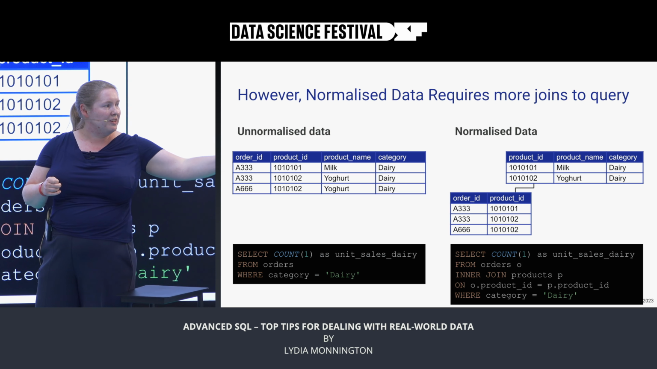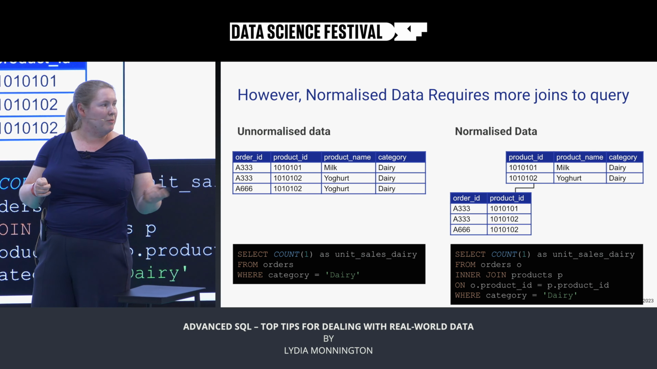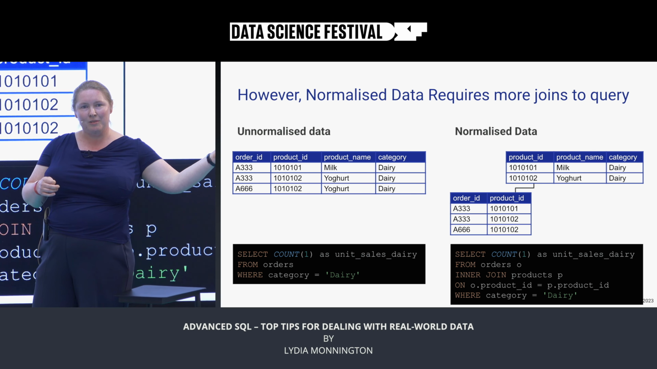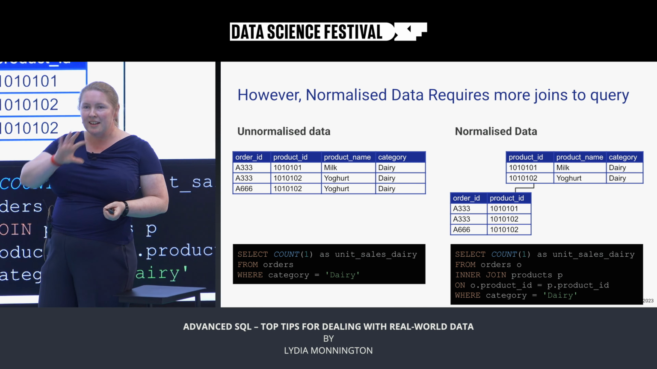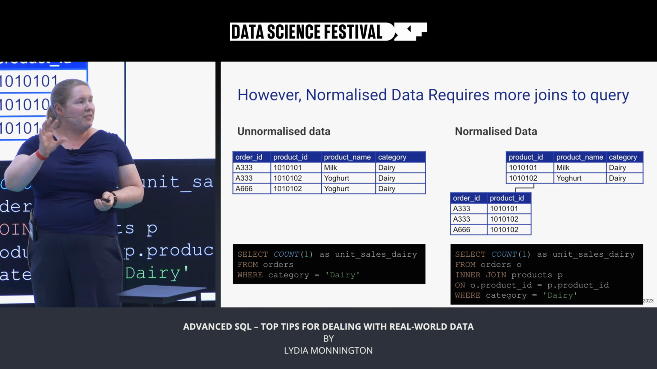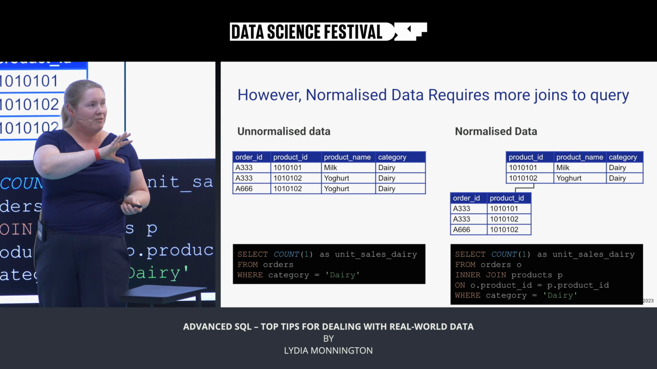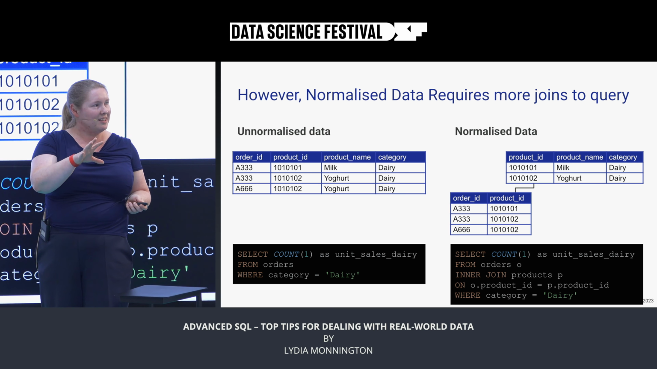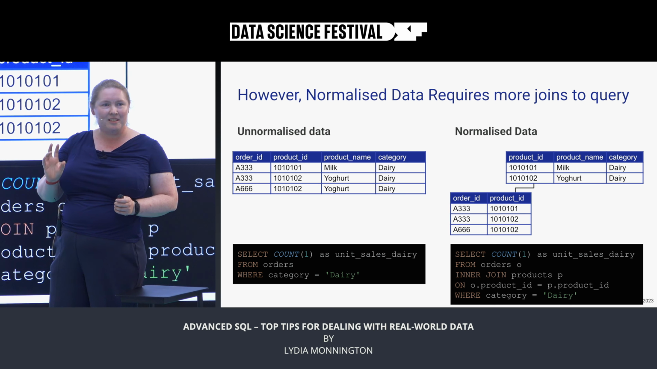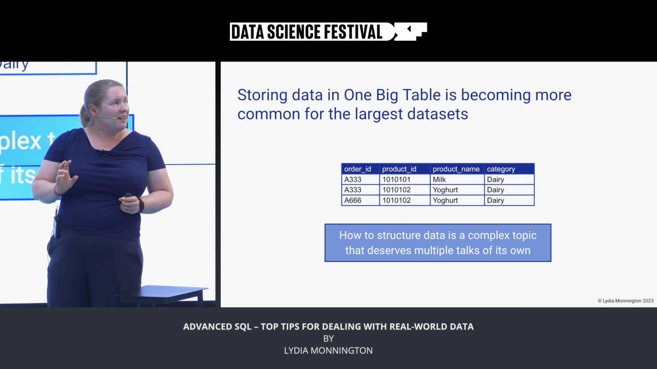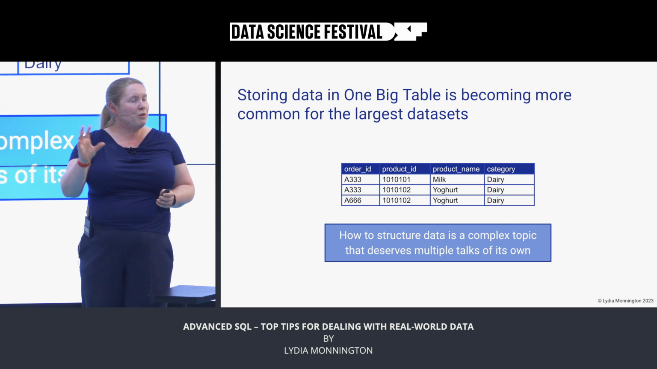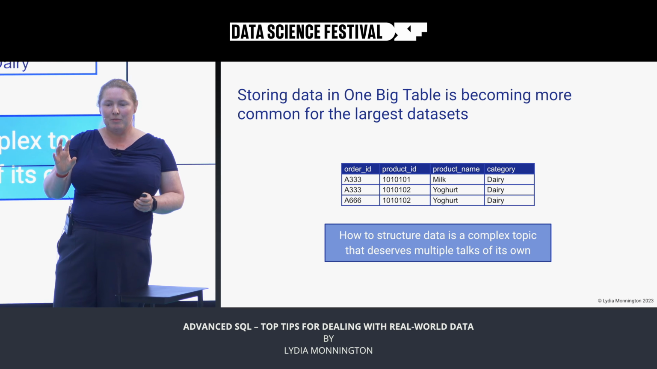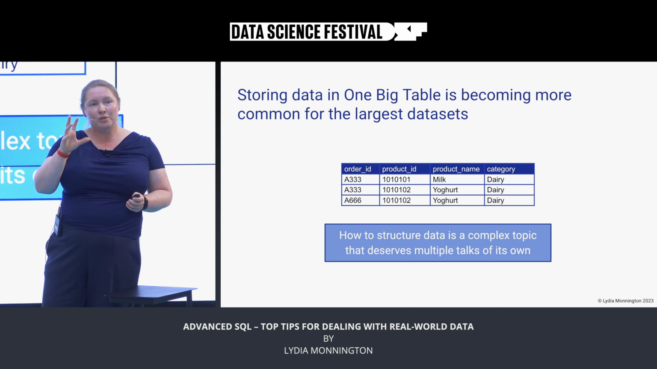So you see on the left, you can get all the dairy orders just from a select from where category equals dairy. But on the right, to do the same thing, you need a join. And in general, that's not a problem. But if your data set is, say, 1 billion rows, and you're joining it onto another data set of, say, 1 billion rows, you're going to have a slightly bad time. And so for really large data sets, it's becoming more common to try and store everything in one big table. And one of the tools that allows you to do that effectively is maps and structs.